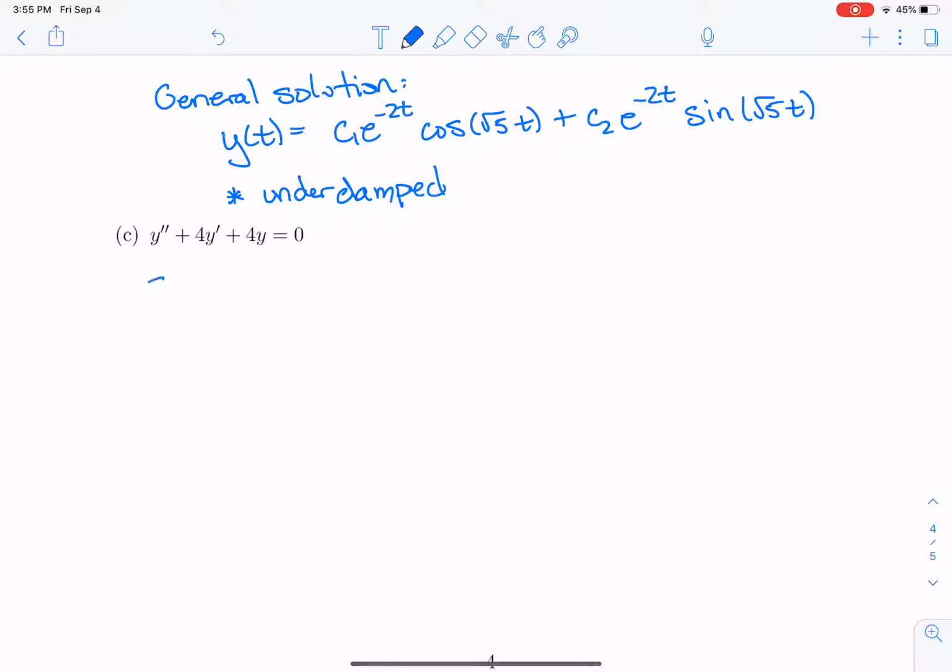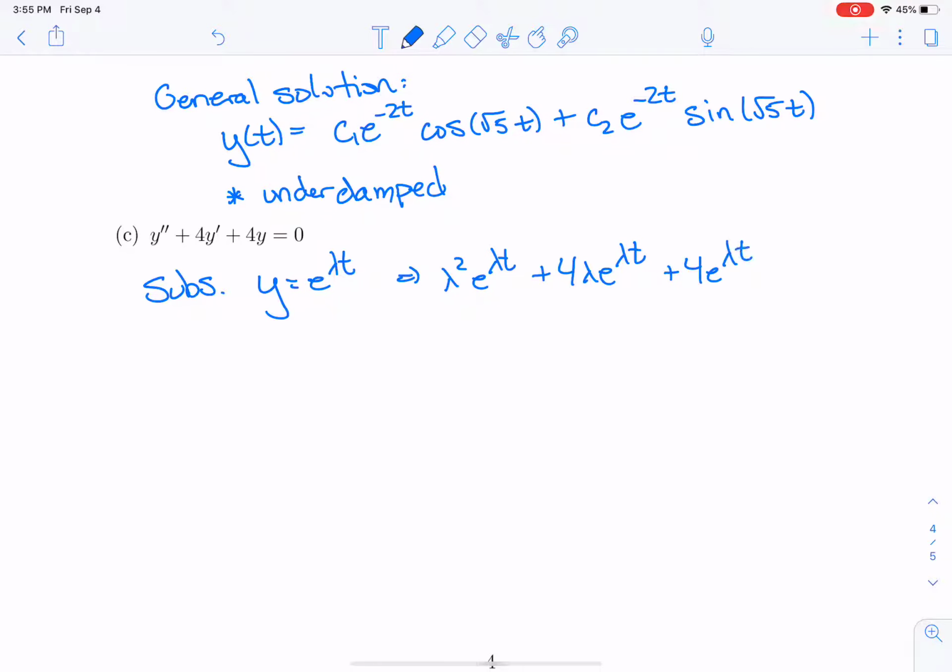Okay, so let's do this one more time. We're going to substitute y equals e to the lambda t. That's going to give me lambda squared e to the lambda t plus 4 lambda e to the lambda t plus 4 e to the lambda t, kind of substituting in derivatives, equal to 0. So that's going to give me the characteristic polynomial of lambda squared plus 4 lambda plus 4 equals 0.